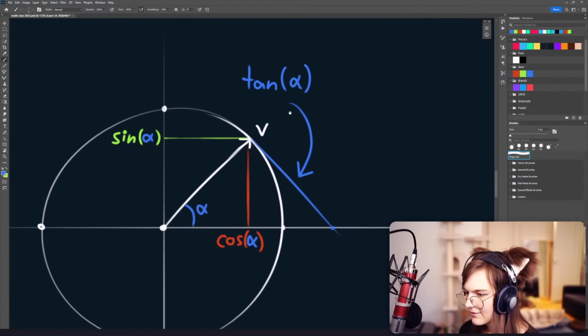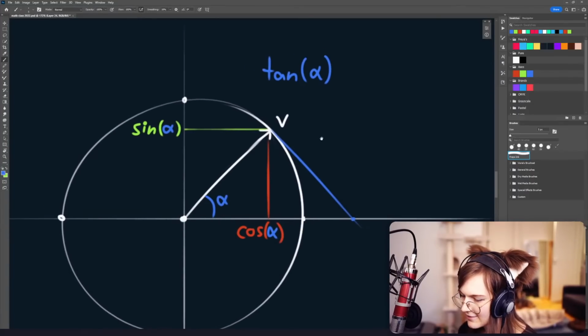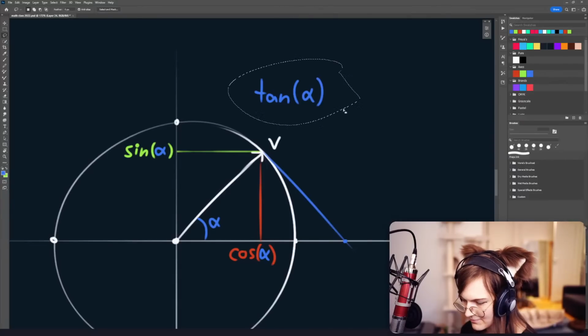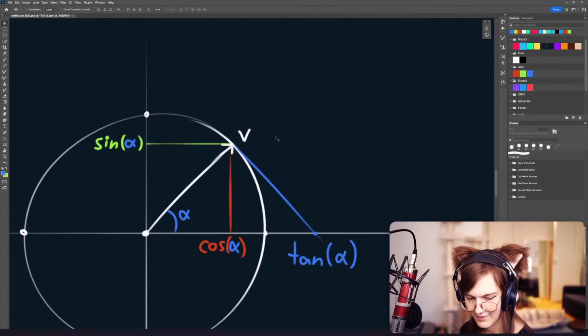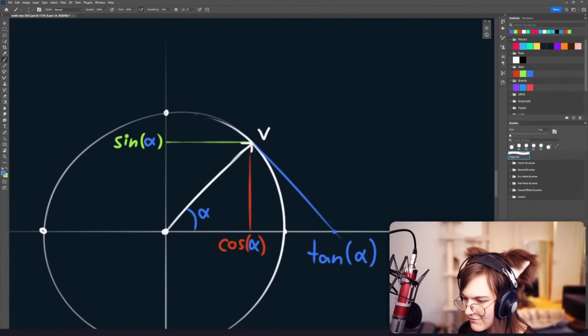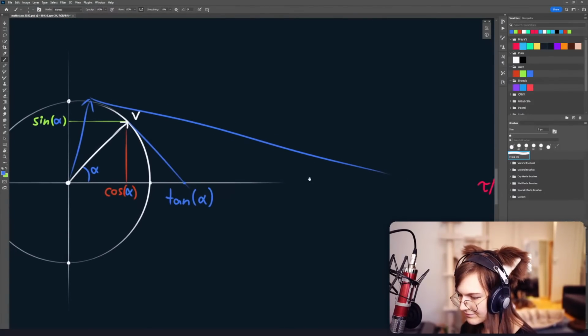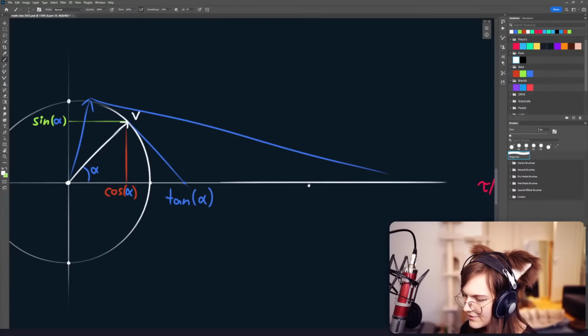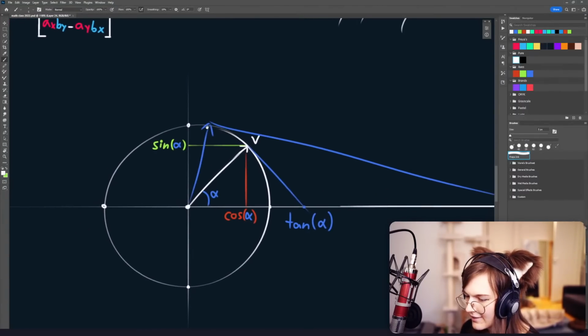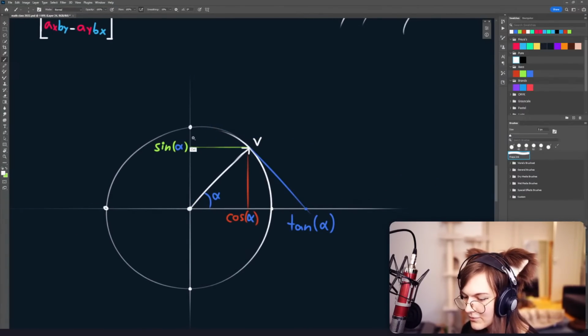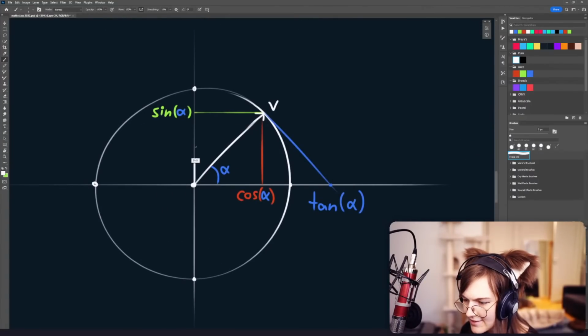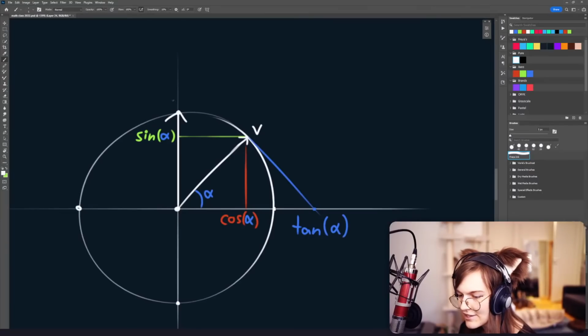One thing that is a little bit weird about the tangent, I should remove this, is that if you move the vector far up here, if you rotate it all the way here, then the tangent is going to become very long. So then it's just a very huge value. And as you hit pointing directly upwards, the tangent is actually undefined. The tangent sort of goes to positive infinity here.